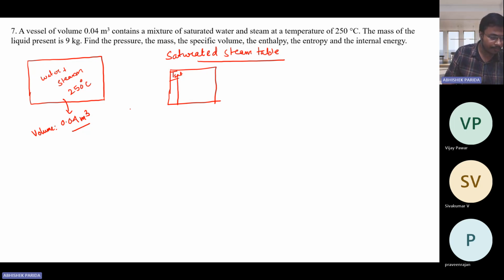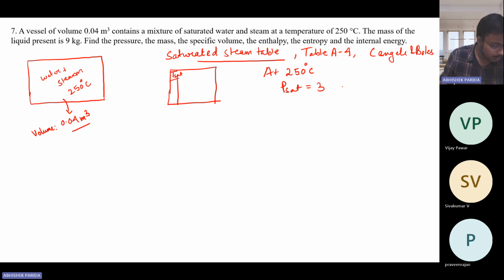I am getting a value at 250 degrees Celsius. You will get this in table A4 of Cengel and Boles. At 250 degrees Celsius, you will find P saturation as 3.9762 megapascal. Yeah, megapascal. Am I right? So this is the pressure. Find the pressure. So first bit is done.